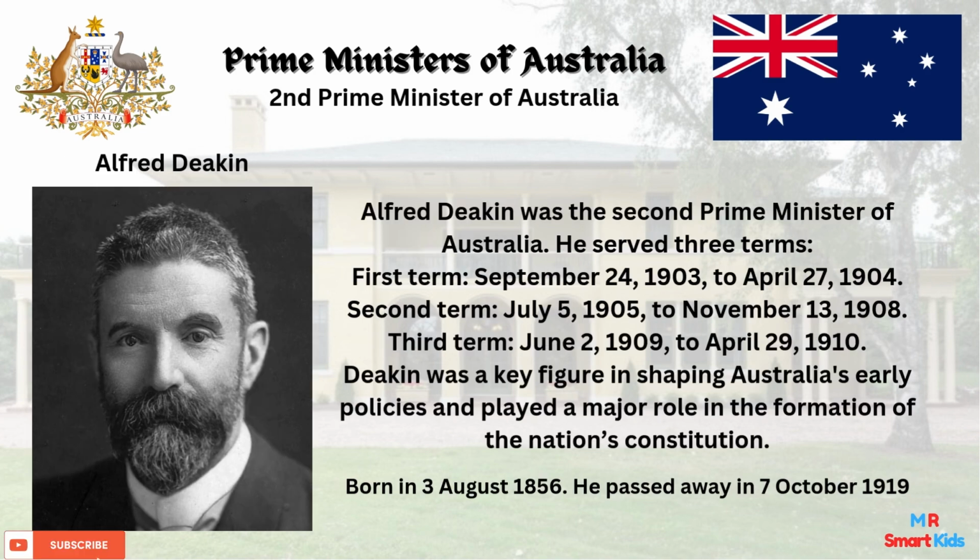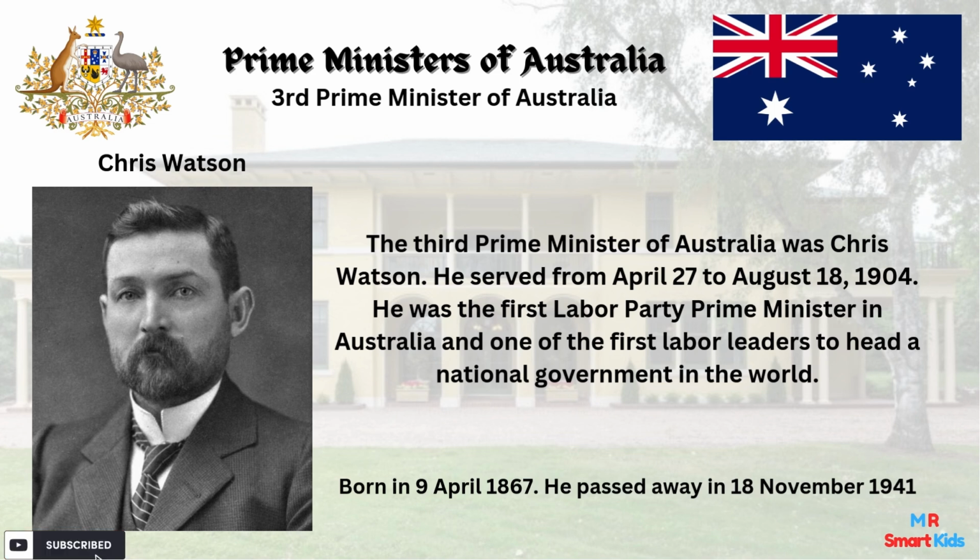Alfred Deakin was the second Prime Minister of Australia. He served 3 terms. First term, September 24, 1903, to April 27, 1904. Second term, July 5, 1905, to November 13, 1908. Third term, June 2, 1909, to April 29, 1910. Deakin was a key figure in shaping Australia's early policies and played a major role in the formation of the nation's constitution. He was born on August 3, 1856. He passed away on October 7, 1919.